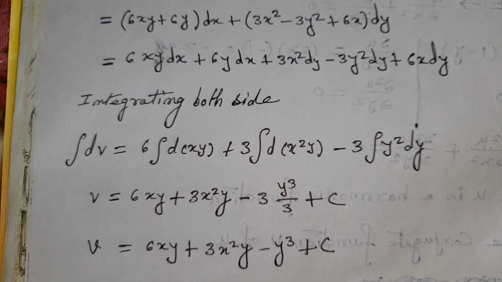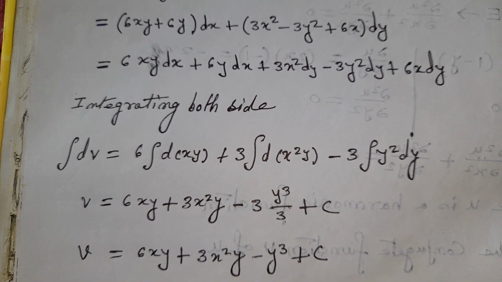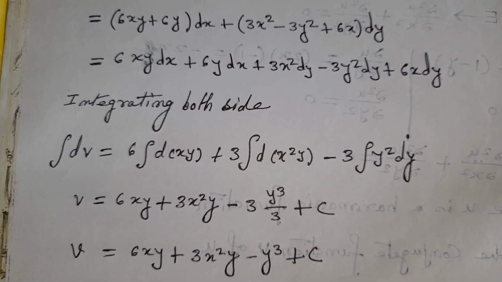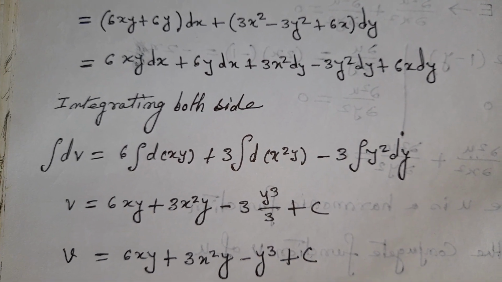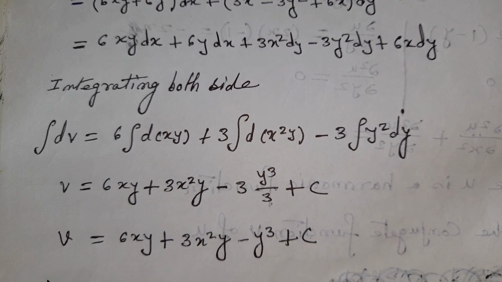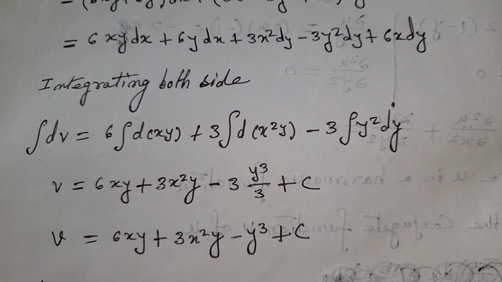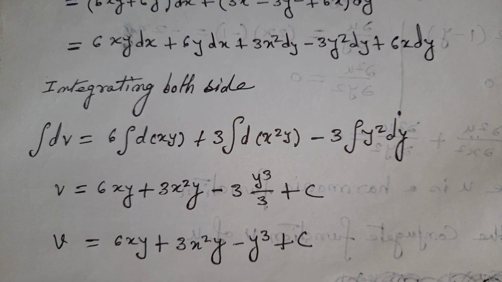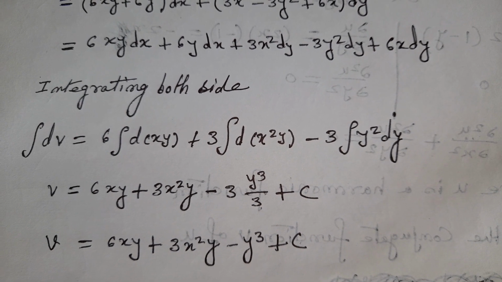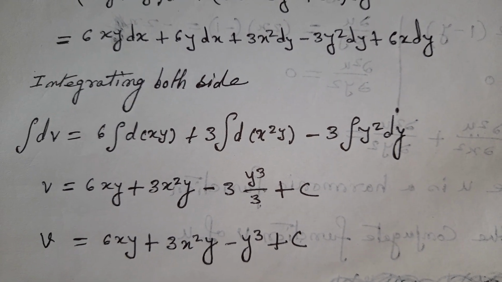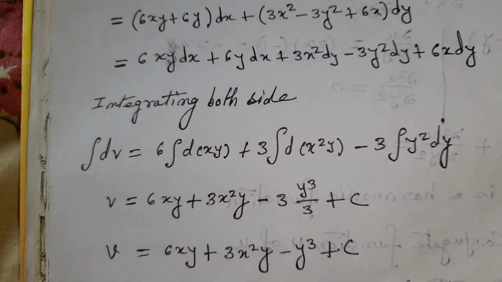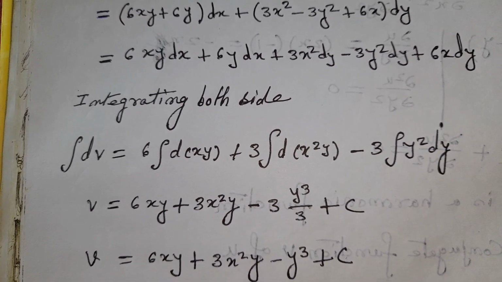if we integrate dv, we will get v, and integrating the terms, we get v equal to 6xy plus 3x² minus 3y³/3 plus c, that will give us v equal to 6xy plus 3x² minus y³ plus c. So this is all about harmonic functions.